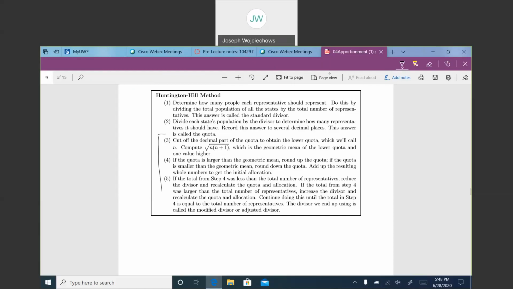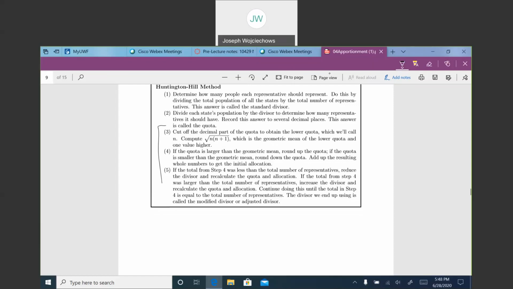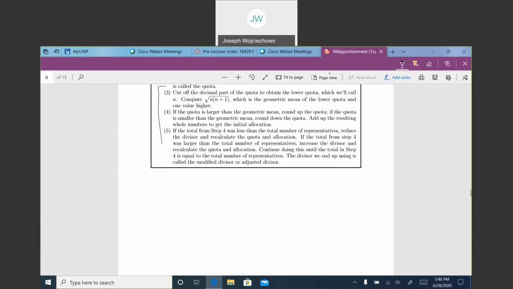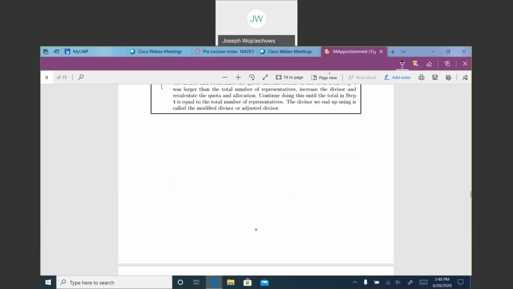If the quota is larger than the geometric mean, round up. If the quota is smaller than the geometric mean, round down. Add up the resulting whole numbers to get the initial allocation. If the total from step 4 was less than the total number of representatives, reduce the divisor and recalculate the quota and allocation. If the total from step 4 was larger than the total number of representatives, increase the divisor and recalculate the quota and allocation. Continue doing this until the total in step 4 is equal to the number of representatives. The divisor we end up using is called the modified divisor or adjusted divisor.